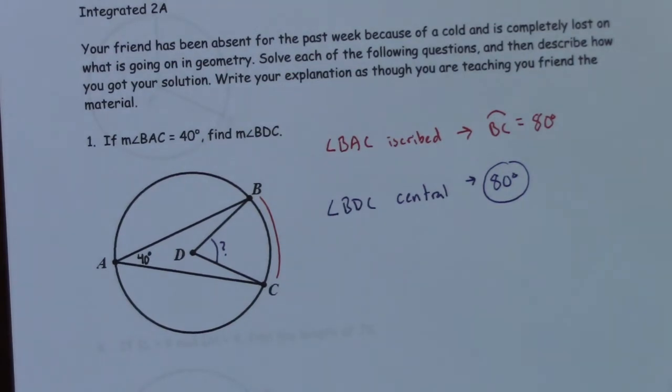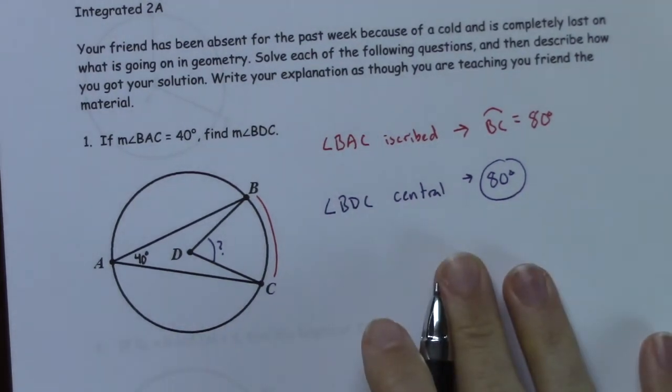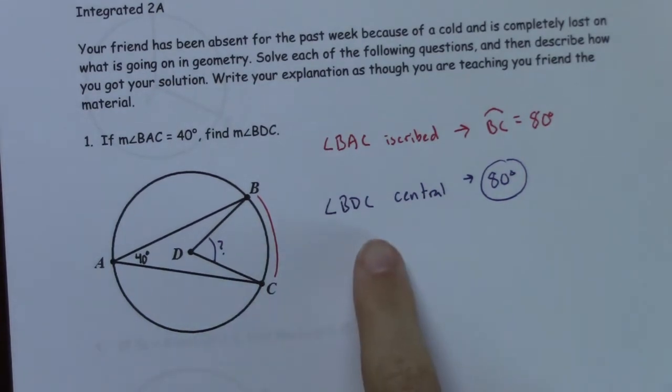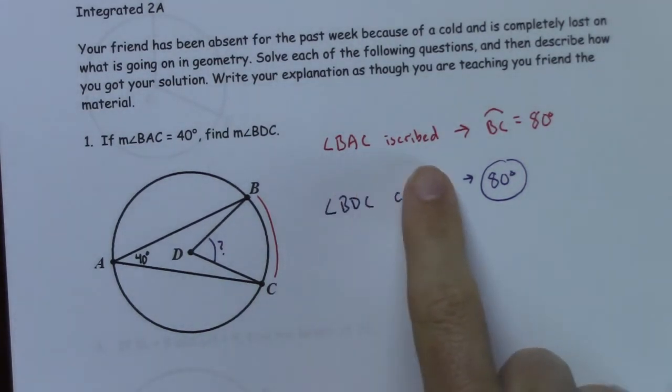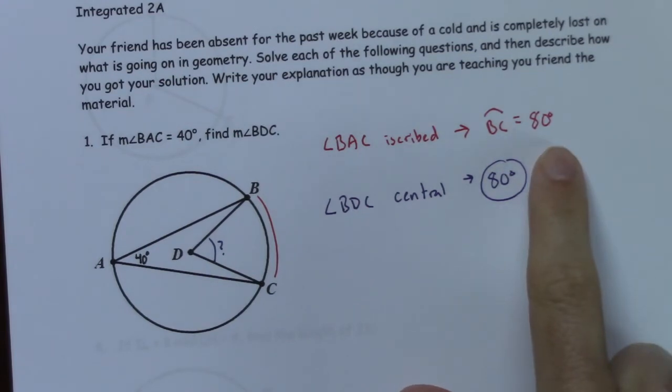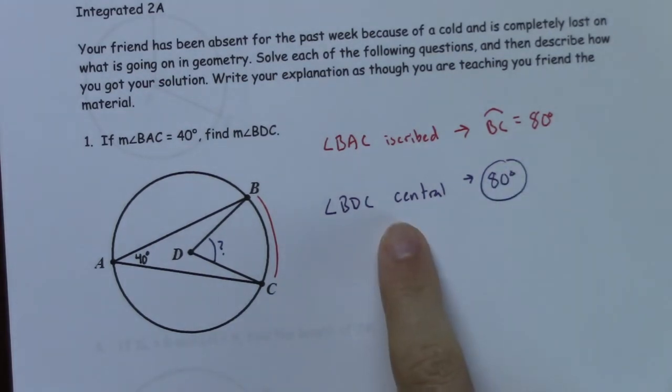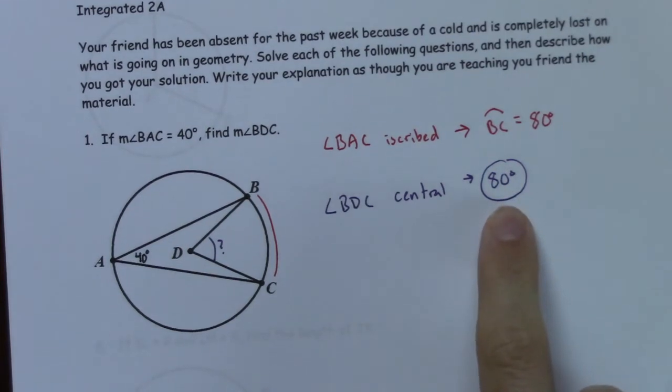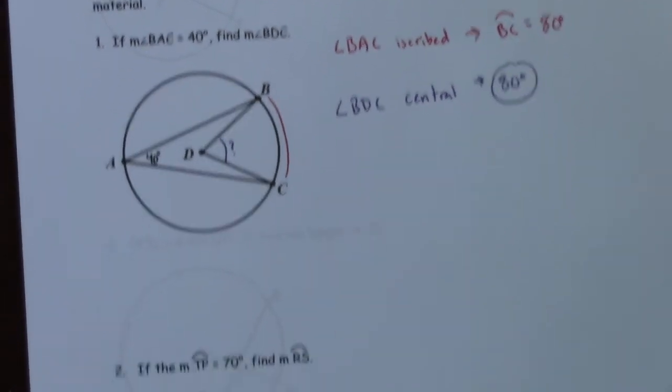So it doesn't need to be excessive. Obviously, I would write out a little bit more than that, but hopefully you see the flow. Inscribed angle means that it's half its intercepted arc, so the intercepted arc is 80. If we then look at the central angle, it's equal to the intercepted arc, so it is still 80 degrees.